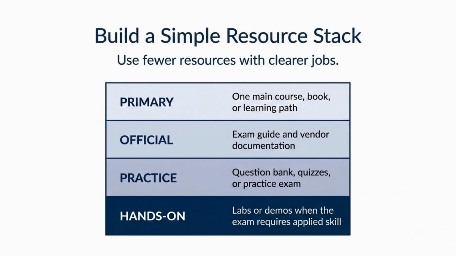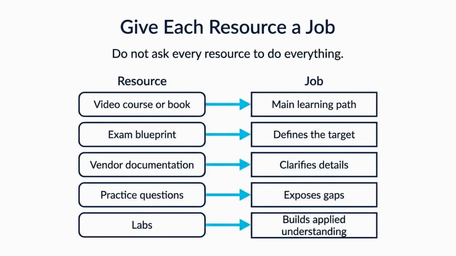The point is not to use the fewest resources possible. The point is to use enough resources to make progress without creating noise. Each resource should have a job. A video course or book usually gives you the main learning sequence. The exam blueprint defines the target. Vendor documentation helps you verify details such as limits, configuration options, official definitions, or recommended practices. Practice questions expose gaps. They show what you can retrieve and apply without your notes. Labs build applied understanding. They help you connect theory to configuration, workflow, or troubleshooting.